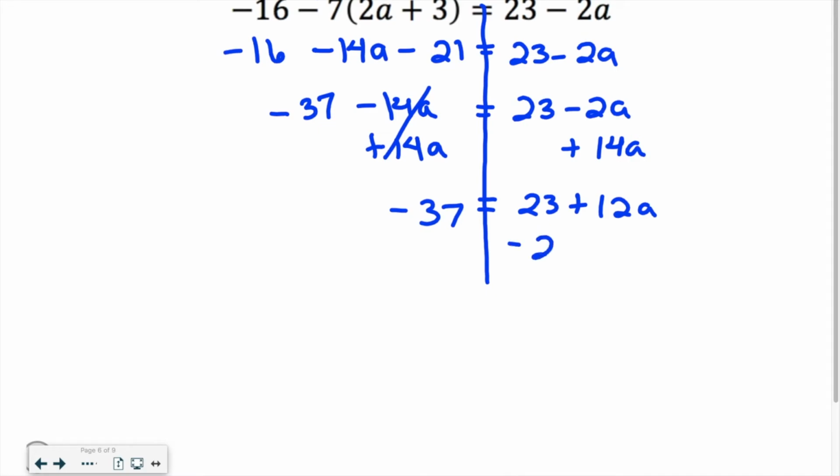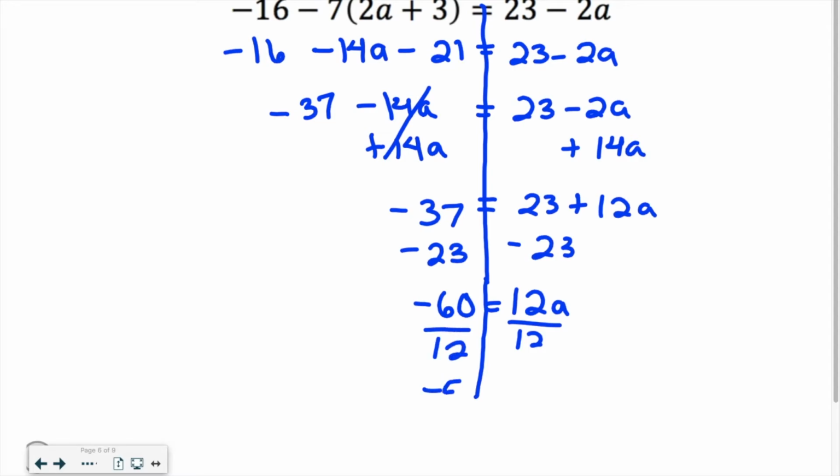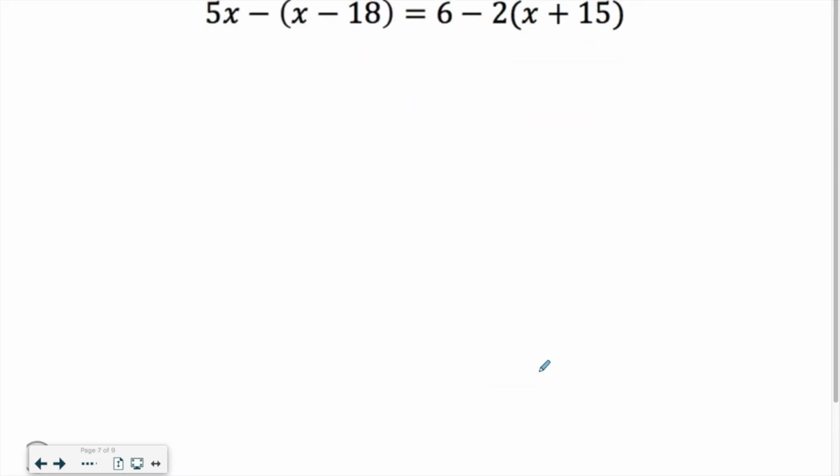So we're going to subtract 23, and you get negative 60 equals 12a. Draw our line a little bit longer. When you divide by 12 on both sides, you get negative 5 equals a. Then we have the next one.